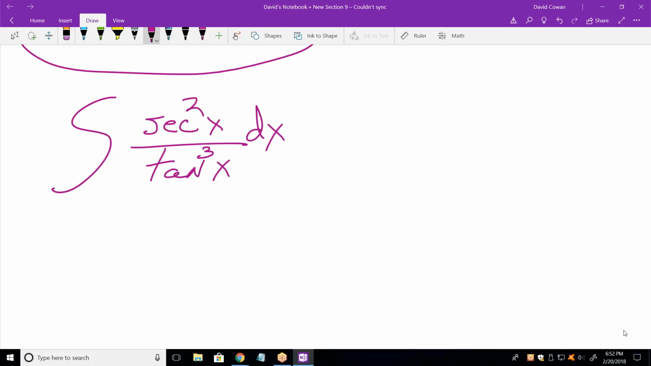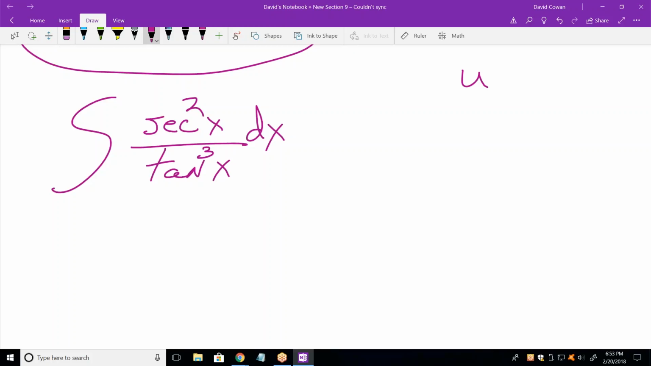Okay, here's what I'm looking to do. I'm looking to make u something such that the derivative of it is secant squared x, because I know that the derivative of my u ends up in the denominator.